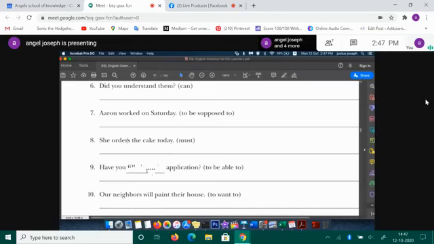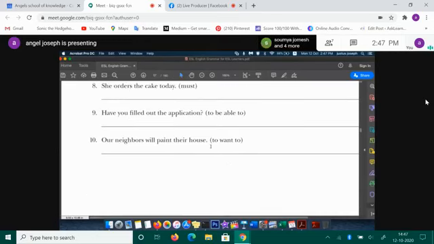Okay, so moving on, our neighbors will paint their house. Our neighbors... What will you say? Our neighbors will want to paint their house. Very good. Our neighbors will want to paint their house. Good. Okay. So, I think that's the last.